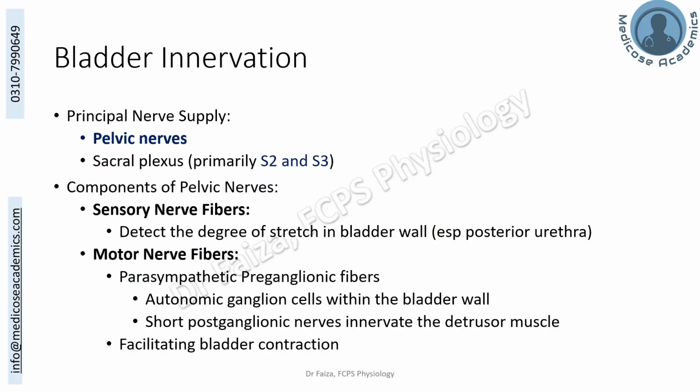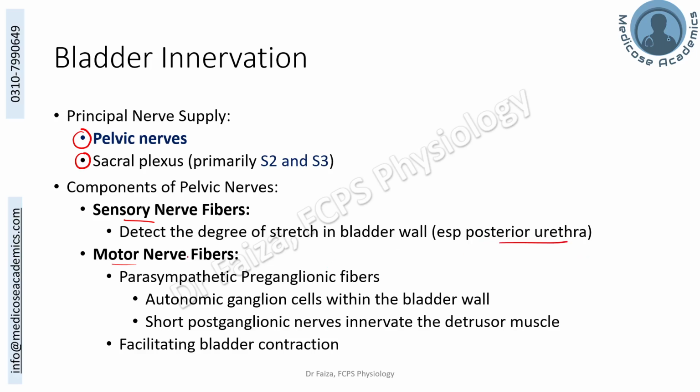Bladder innervation: principal nerve supply by the pelvic nerves. We also call it sacral plexus. Components include the sensory nerves as well as the motor nerve fibers. Sensory nerves are going to detect the degree of stretch of the bladder walls, and especially the innervation is dense in the posterior urethra portion.